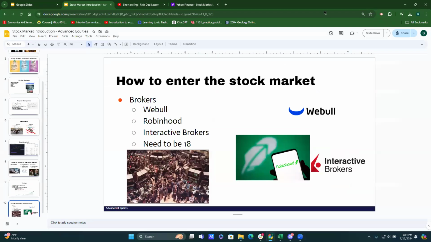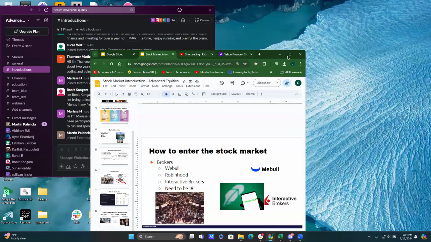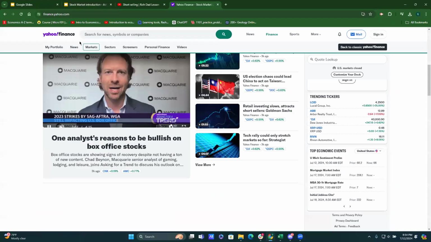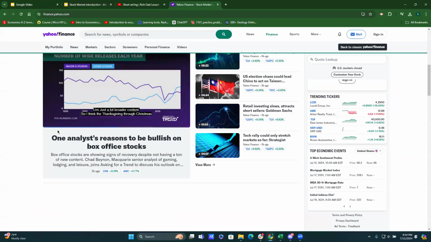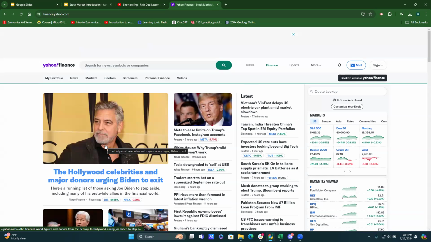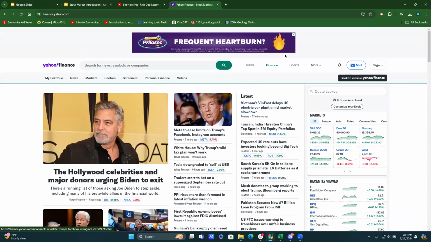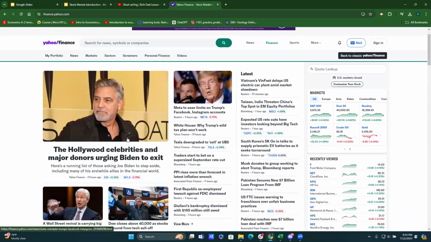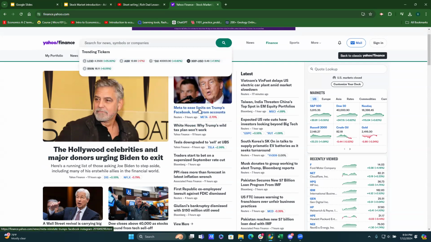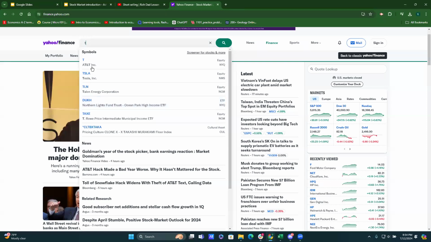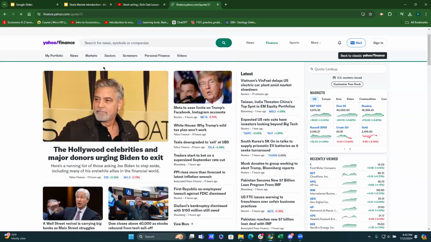All right. And from there, we're just going to move over to Yahoo Finance. Let me just move this here. So Yahoo Finance is a great website. There is a lot of information. They provide news articles. I don't typically read these news articles, but they are free and they're not bad. But something great about this is that they provide a lot of information about companies. So we can look at a company like AT&T.